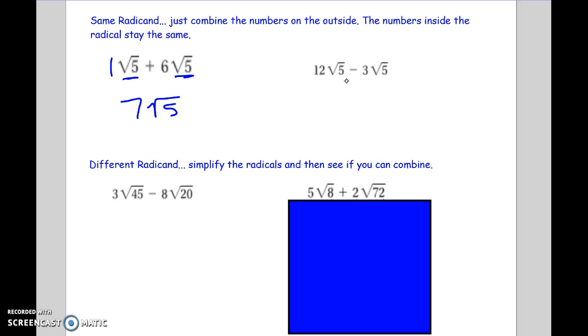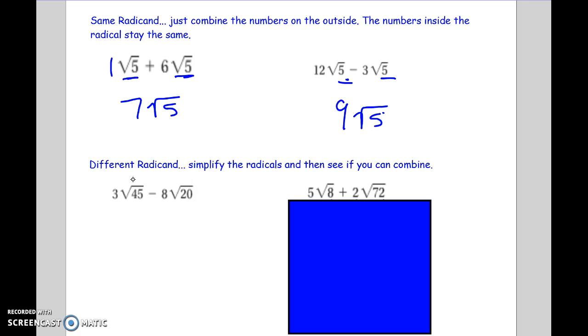Same thing with the one over here. 12 square root 5 minus 3 square root 5. Since they both have the same radicand, square root of 5, all I have to do is subtract the numbers in the front. 12 minus 3 is 9. 9 root 5. This is just like if it was an x. 12x minus 3x, it would be 9x. Same thing.